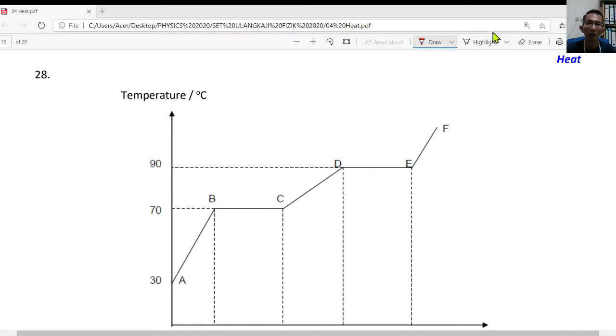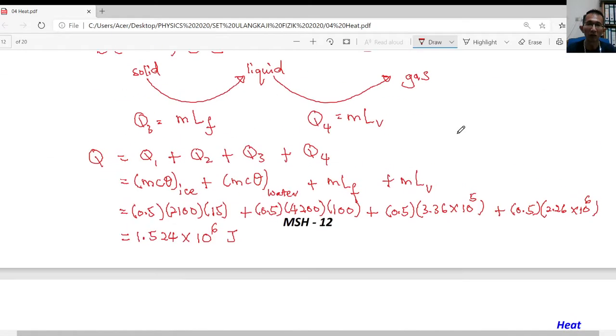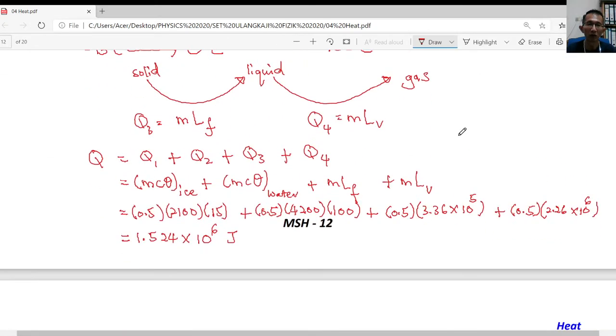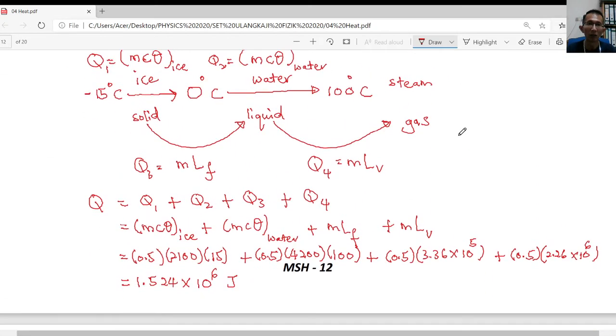Hello again. So we continue our discussions on heat. Okay, chapter 4, form 4, heat. So question number 28 now. Before this we have discussed questions number 27, B.